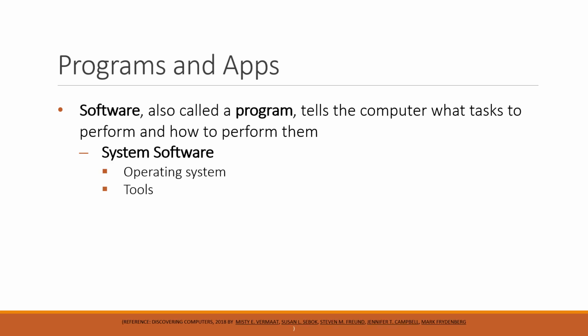And then we also have software, also known as a program. One popular type of software is what we call system software or operating system, and inside of it there are specific tools or default tools.